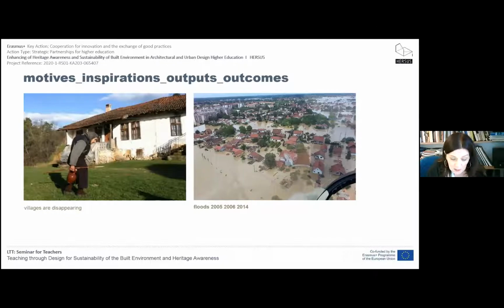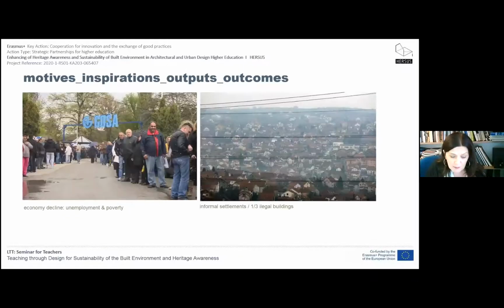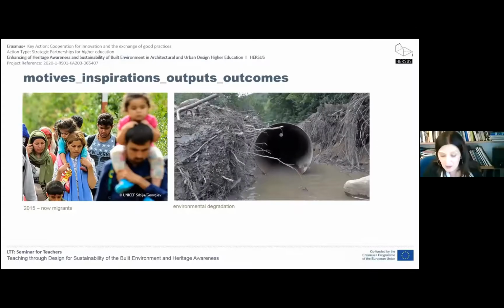Villages are disappearing, getting old, and have been emptied. The number of migrant crises due to wars or climate disasters is increasing. Consequences of climate change and environmental degradation are on the rise.